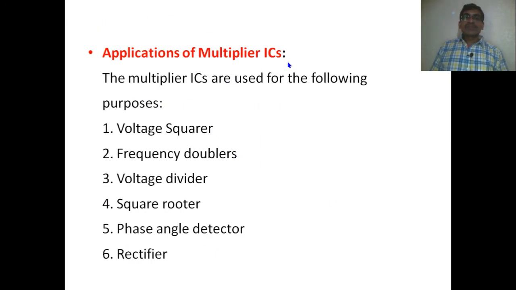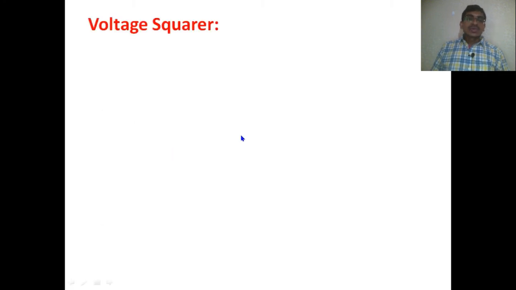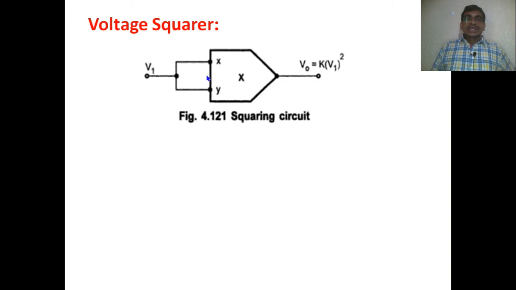The applications of multiplier ICs. The multiplier ICs are used for the following purposes: voltage squarer, frequency doubler, voltage divider, square rooter, phase angle detector and rectifier. These are all the applications of the multiplier IC. Okay, so let us see some of the applications, starting with the voltage squarer. This is the block diagram for voltage squaring. This multiplier will multiply the x and y input and gives the output, right?